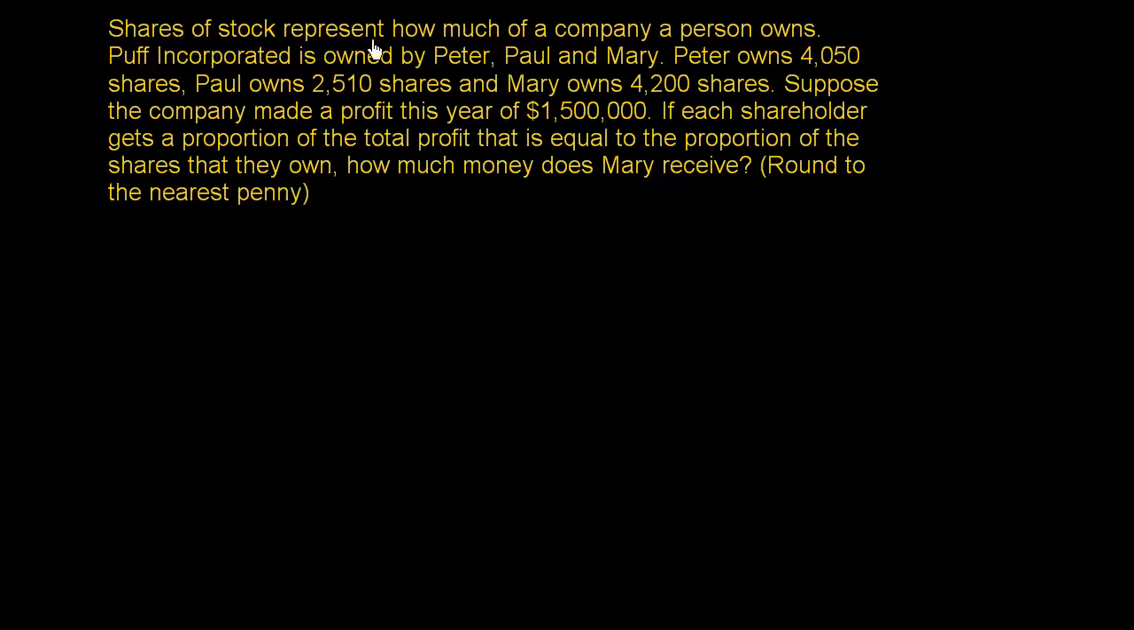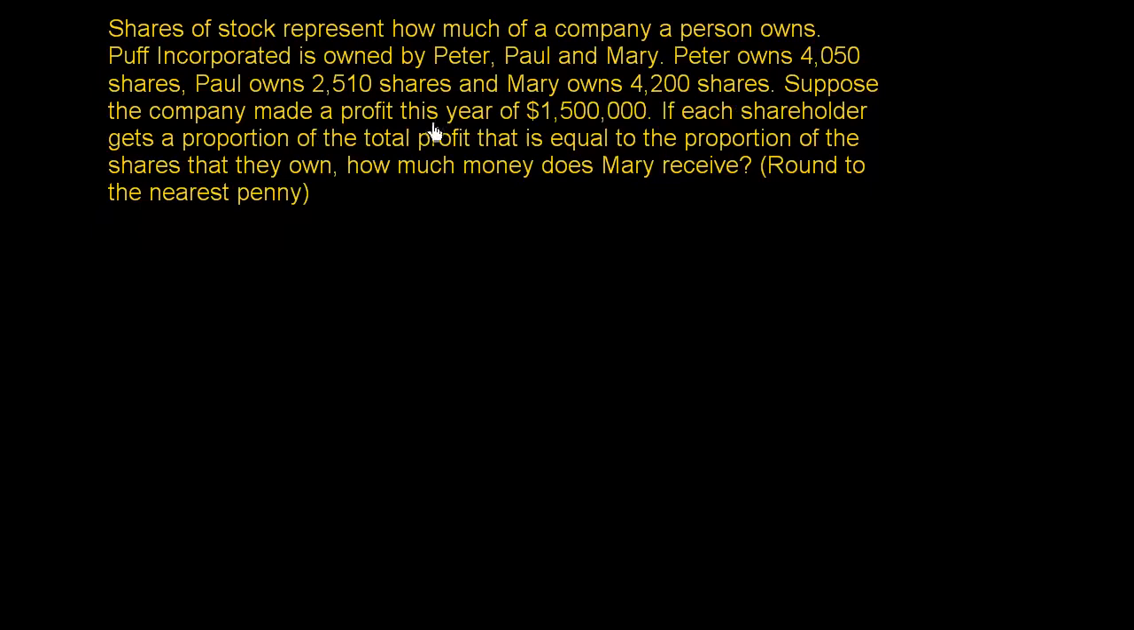Shares of stock represent how much of a company a person owns. Puff Incorporated is owned by Peter, Paul, and Mary. Peter owns 4,050 shares, Paul owns 2,510 shares, and Mary owns 4,200 shares.